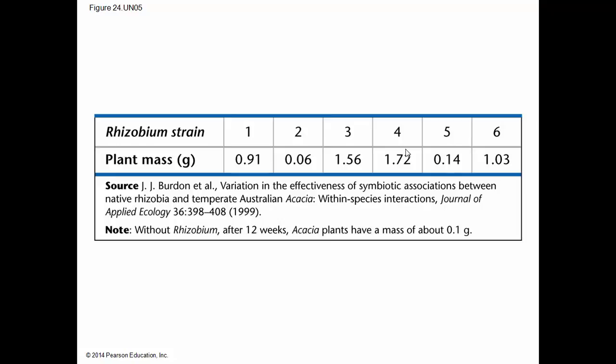The nitrogen-fixing bacteria Rhizobium infects the roots of some plants, forming a mutualism in which the bacteria provide nitrogen and the plant provides carbohydrates. Scientists measured the 12-week growth of one such plant species when infected by 6 different Rhizobium strains. Okay, graph the data and interpret your graph. That's on page 480.